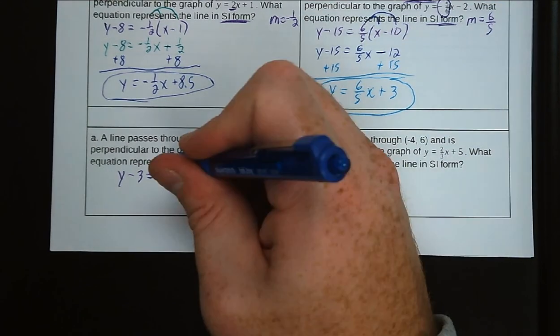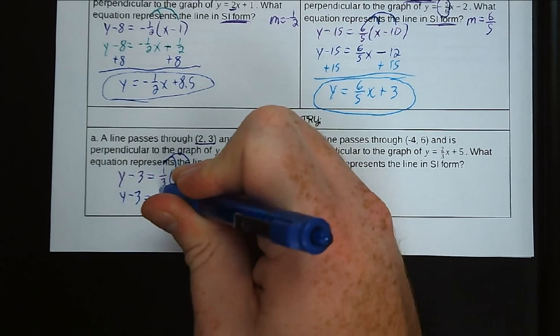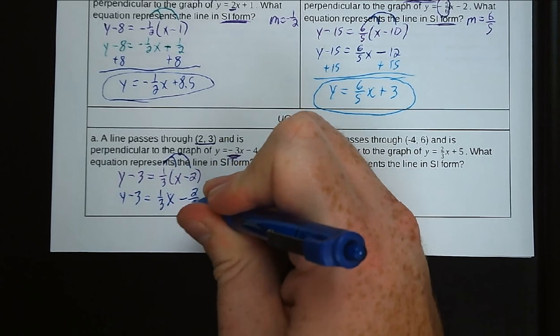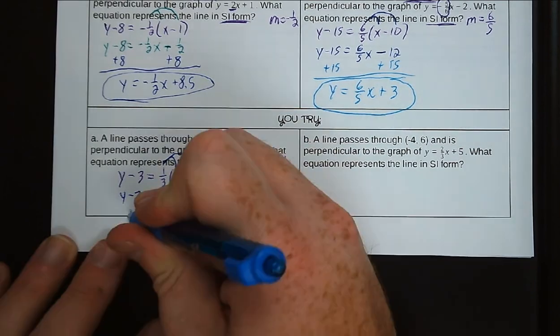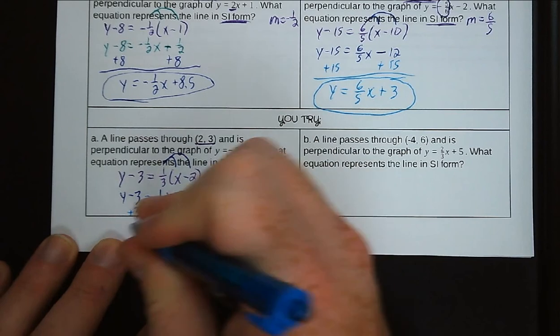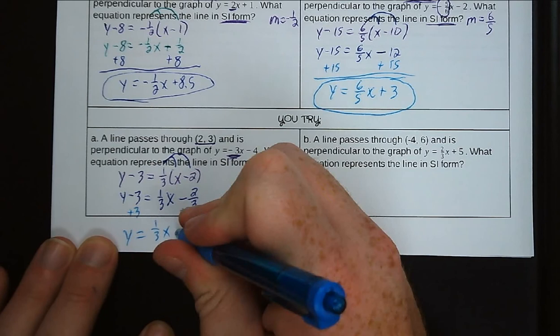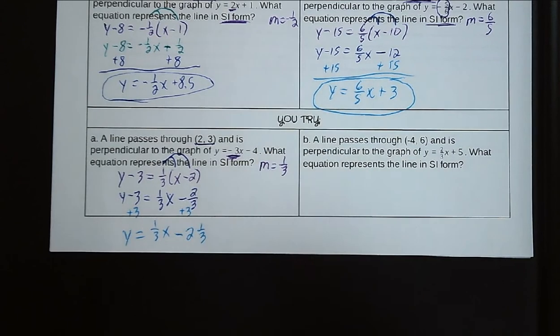First step is going to be to distribute. Y minus 3 is going to be equal to 1/3 x minus 2/3. Add 3 to both sides. Y is going to be equal to 1/3 x minus 2 1/3. If you want to write those as a mixed fraction, you can. It's up to you.